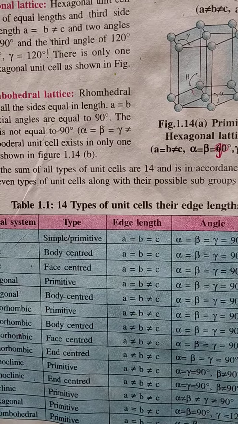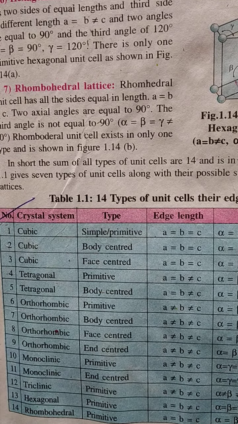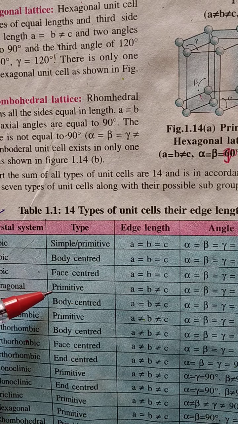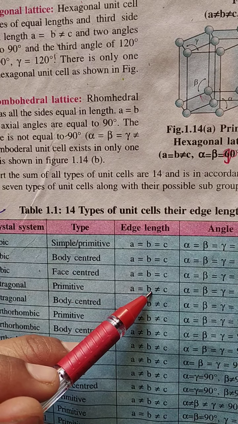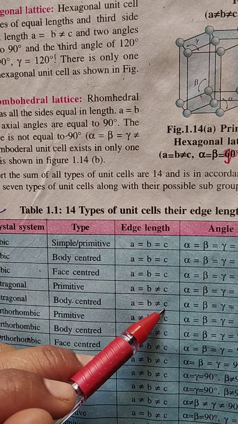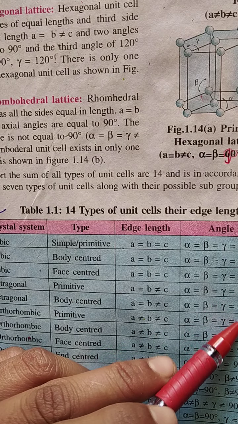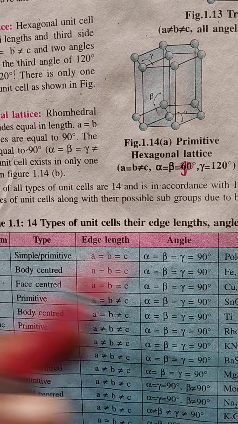The next type of the crystal system is tetragonal. There are two types, primitive and body center. Here A is equal to B, but B is not equal to C. Alpha, beta, gamma are equal to 90 degree. Examples for this are SnO2, TiO2.